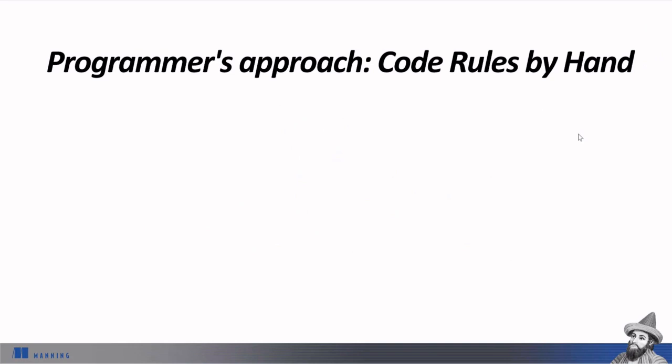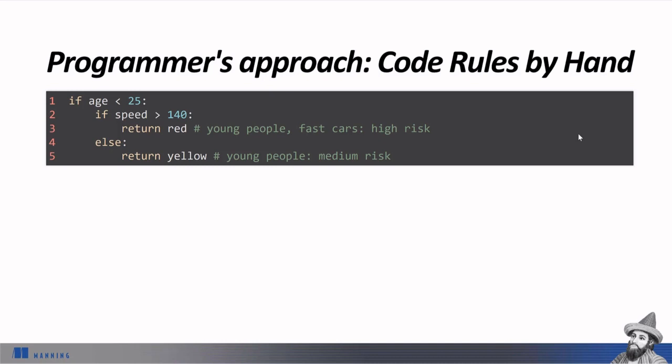And the programmer's approach would be to code some rules by hand. And the rules would probably come from some experts, and they might look like this. So this is our first rule. This rule is in Python, but it could be any programming language. And it shouldn't be too hard to understand. So in line 1, we are checking the age of the driver. If the driver is younger than 25, then we have additional checks.